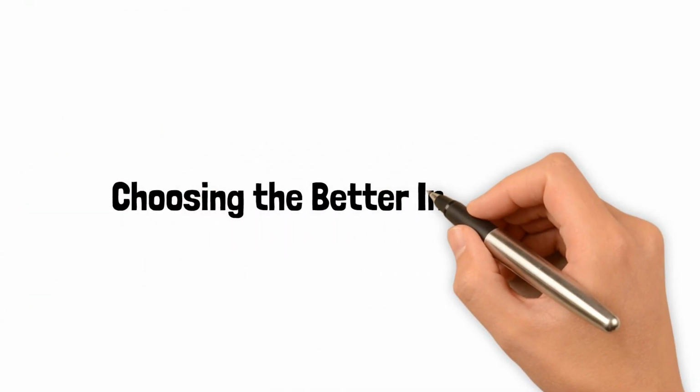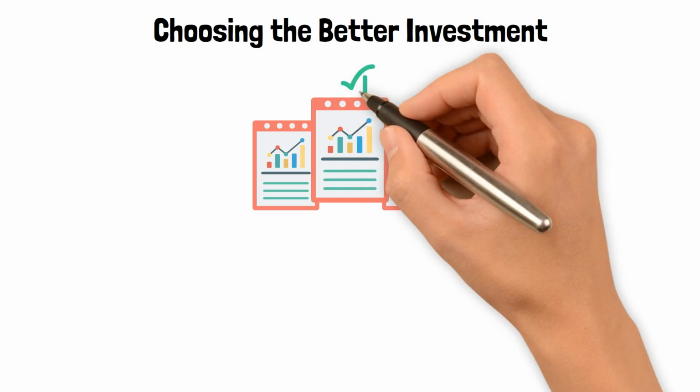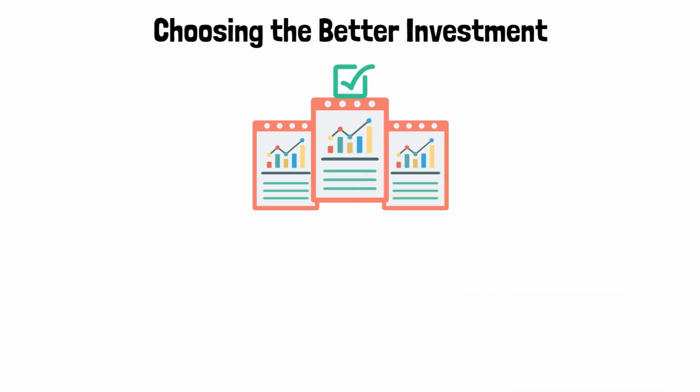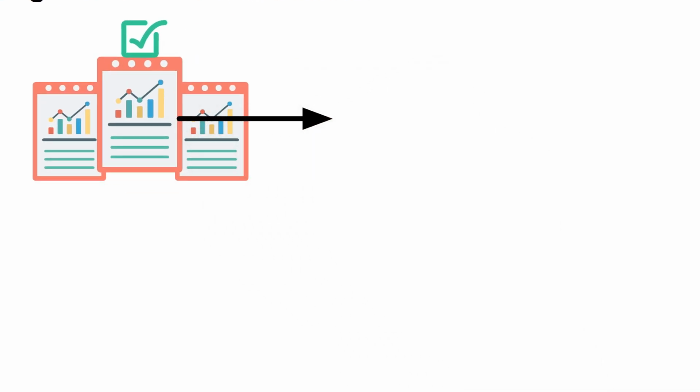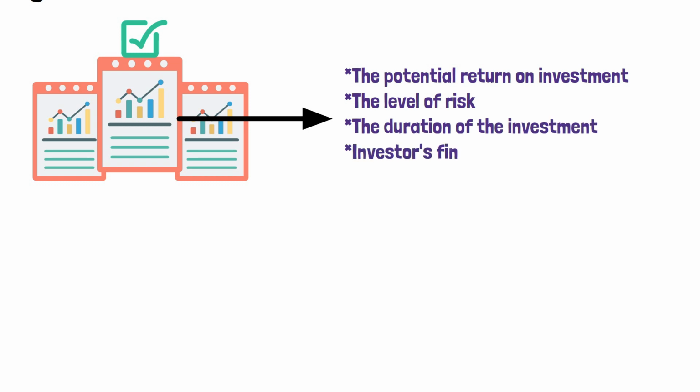Choosing the better investment. Choosing the better investment involves comparing different options and selecting the one that offers the highest return with the least risk. To make a sound investment decision, investors consider various factors, including the potential return on investment, the level of risk, the duration of the investment, and the investor's financial goals and risk tolerance.